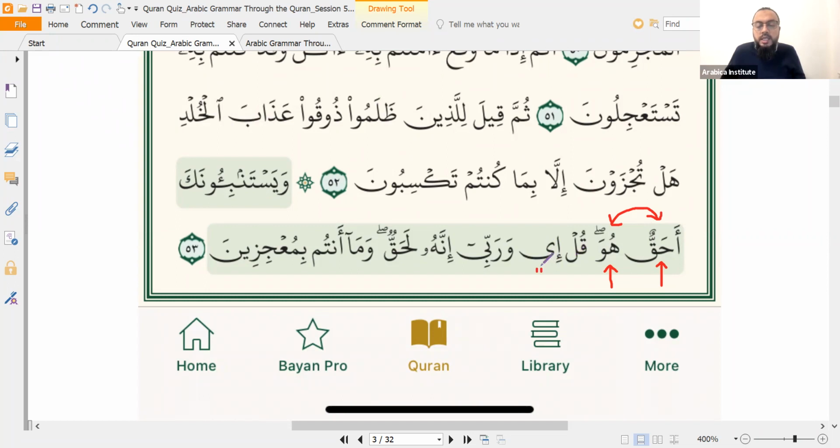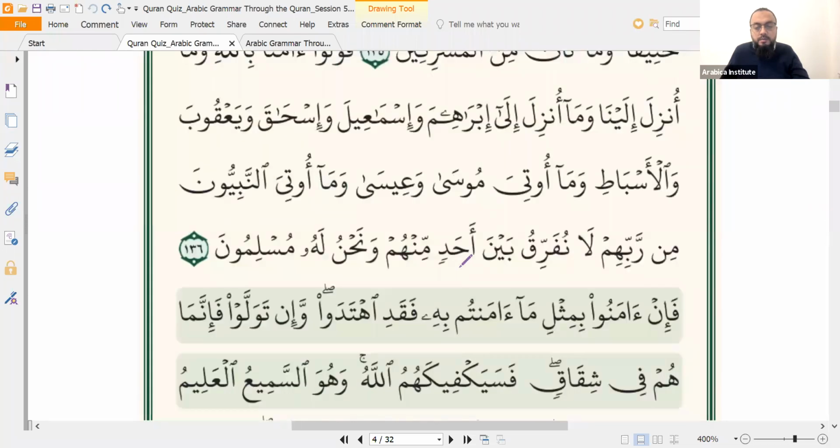And then qul, e means yes. Wa rabbi, the waw is the waw al-qasam. This is an oath. So wa rabbi means by my Lord. Innahu lahaqqun. This is another jumla ismiya, noun sentence, introduced by inna. And this lam, do you remember what this lam was called? Lam of emphasis. Yeah, lam al-tawqeed. Tawqeed is the Arabic word for emphasis. Well done, guys. We're getting more and more into some of the detail. Let's go to the next one.